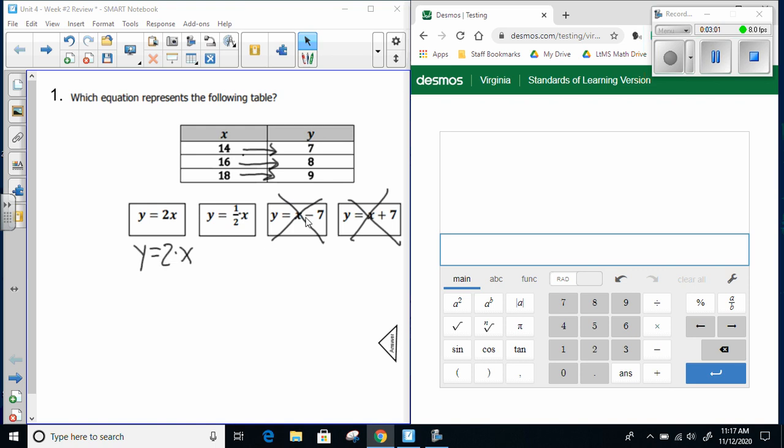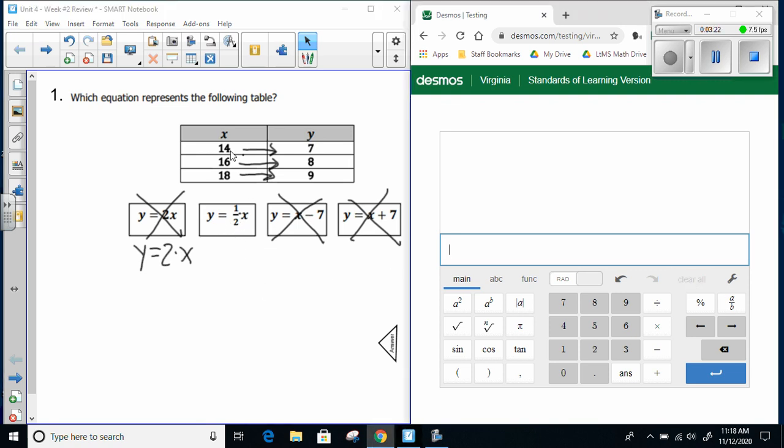So this means 2 times x, so that means I would do 2 times 14. And sure enough, the answer is 28, and the table says the answer should be 7. So y equals 2 times x is not a good choice because it doesn't match the rule from the table. So the last choice we have here is y equals 1/2 times x.